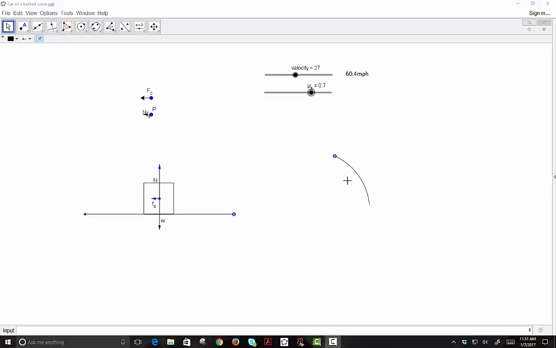So here's an object, a car going around a curve, and it's going about 60 miles per hour, 27 meters per second. And if we increase the velocity, what you should notice down here is the static frictional force is increasing. And remember that there's a maximum that can be reached that's determined by the coefficient. The average coefficient is about 0.7 for a car tire on the road. So if we increase that velocity, you see how it turned red there? So what's happened is we've exceeded the frictional force that can be applied on the tires by the road.